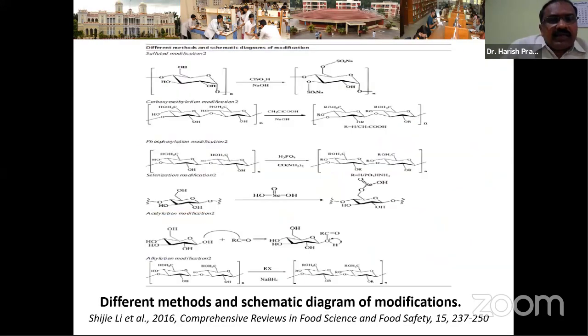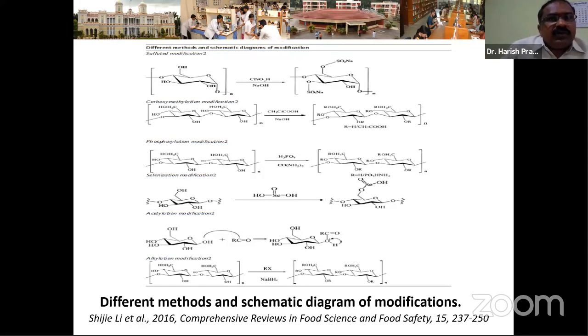usage. Here is just a structure I want to give you, to appreciate how a simple change like sulfation or phosphorylation changes things. There will be a hydroxyl group around this polysaccharide most of the time, so that will be targeted for the modification. If it is carboxymethylation, monochloroacetic acid will be used. If it is acetylation, acetic anhydride will be used.